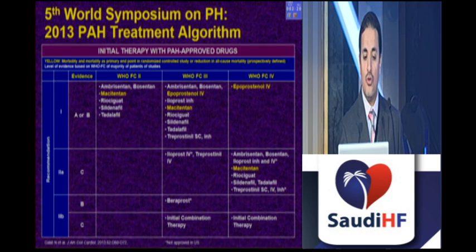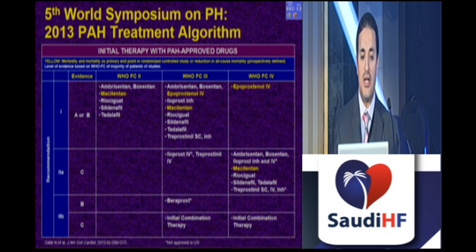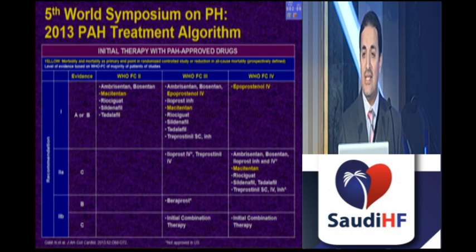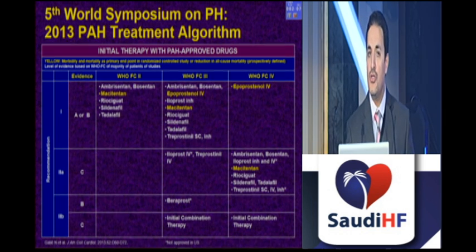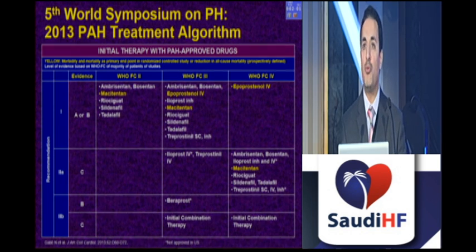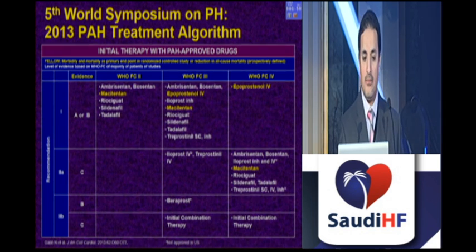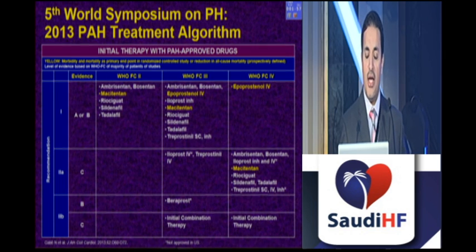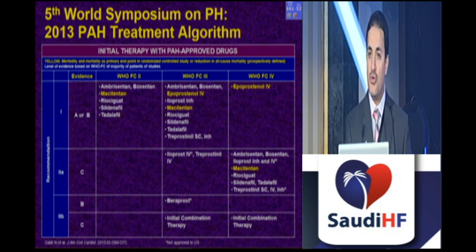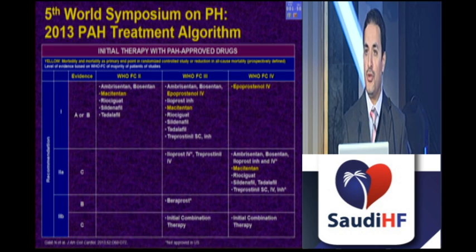And they also broke it down by the WHO functional class. Most of these medications were studied in functional class 2 or 3, and that's why you see most of them listed here. The ones listed in yellow are the ones that were studied in clinical trials and used mortality and morbidity as an endpoint. Macitentan, for example, is the only endothelin receptor antagonist that used time to clinical worsening as an endpoint, a composite endpoint.